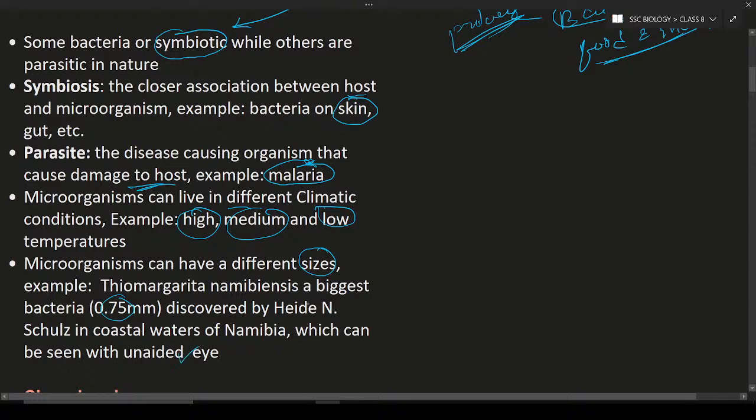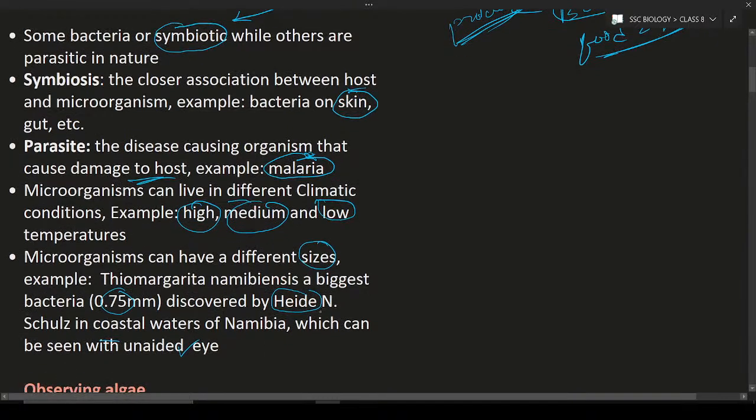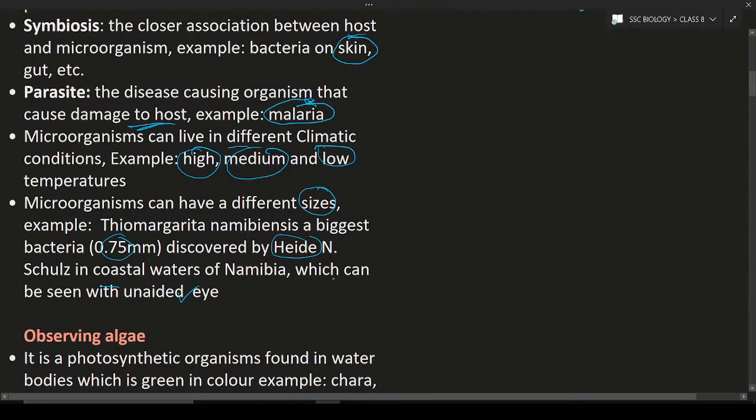Okay, it is discovered by a person known as H.D.N. Schluids in the coastal water of Namibia. So it is in the Namibia region. Okay, so this is about parasite, symbiosis, and also largest bacteria.